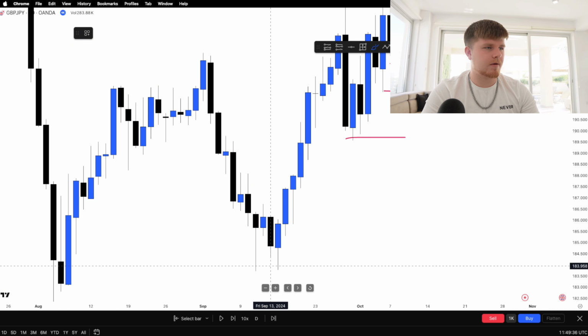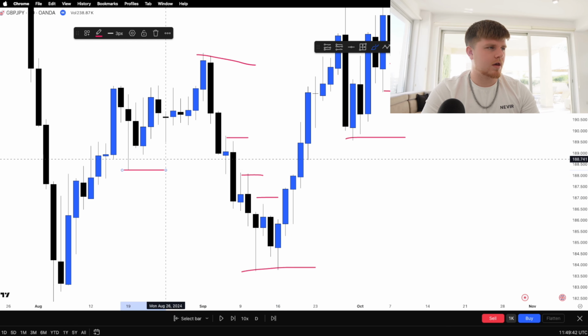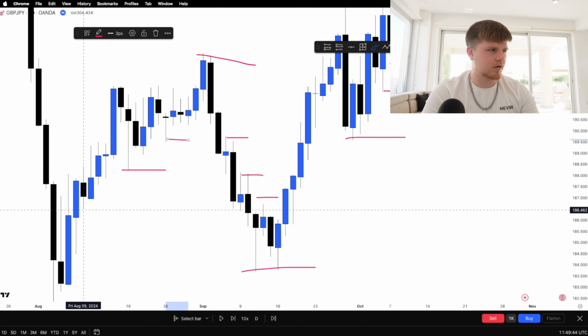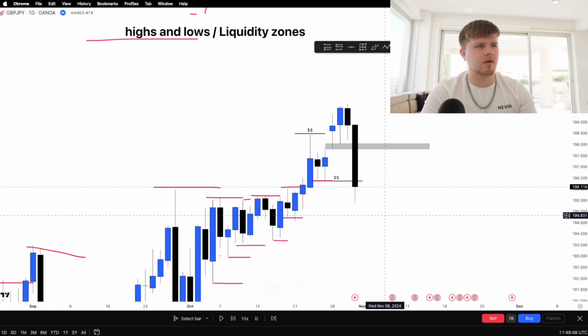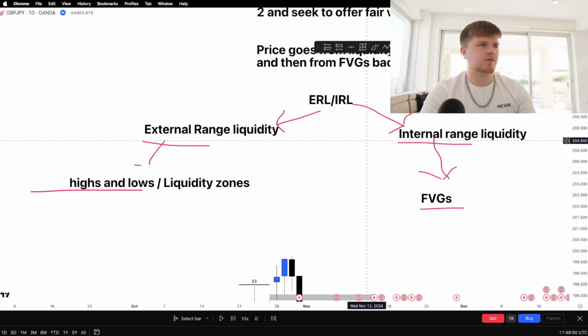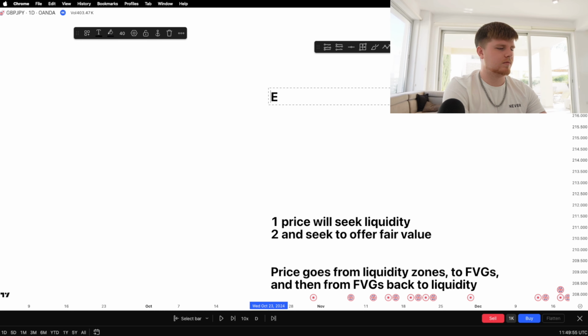We have one over here, over here and here and here, here, here, here. Every single retracement is a high and a low. Okay, price goes from ERL to IRL, and the diagram I want you to draw out is this.